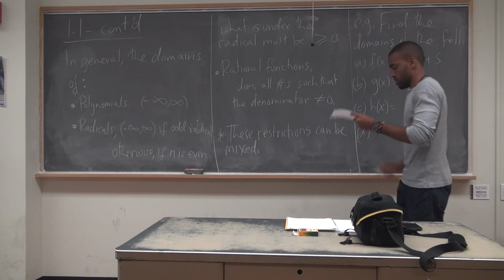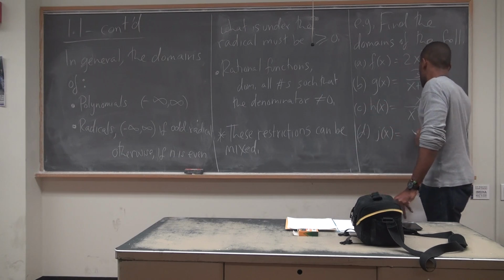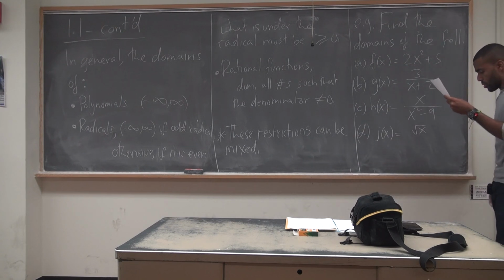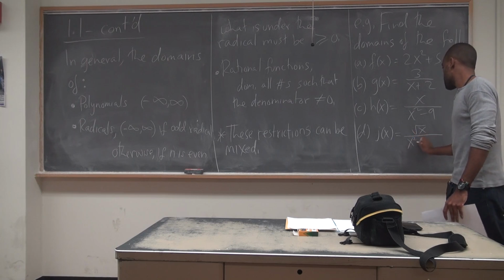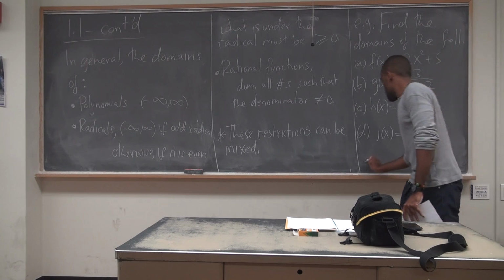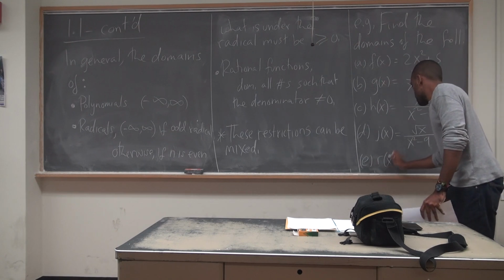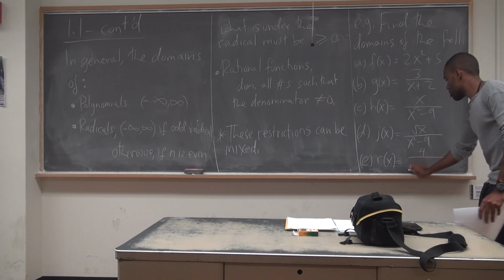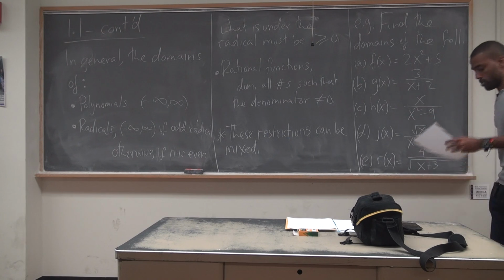D: j of x equals radical x, which at this point is kind of silly, let me put radical x over x squared minus 9. E: r of x is equal to 4 over the radical of x plus 3.